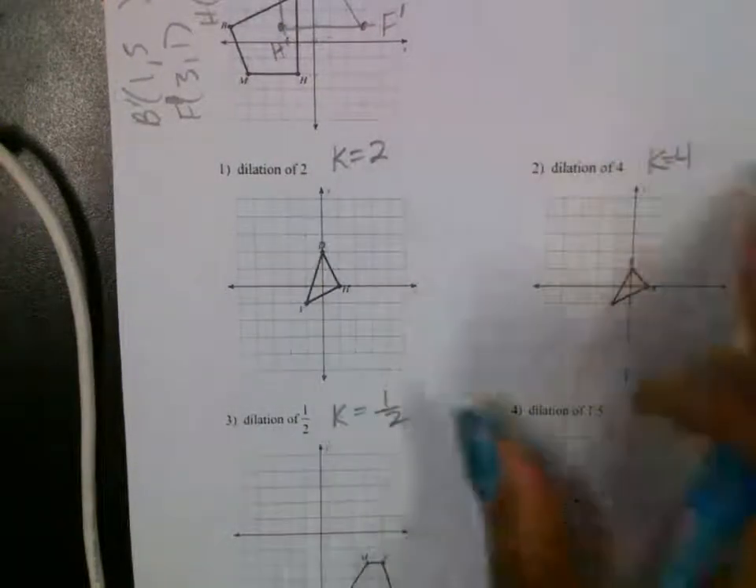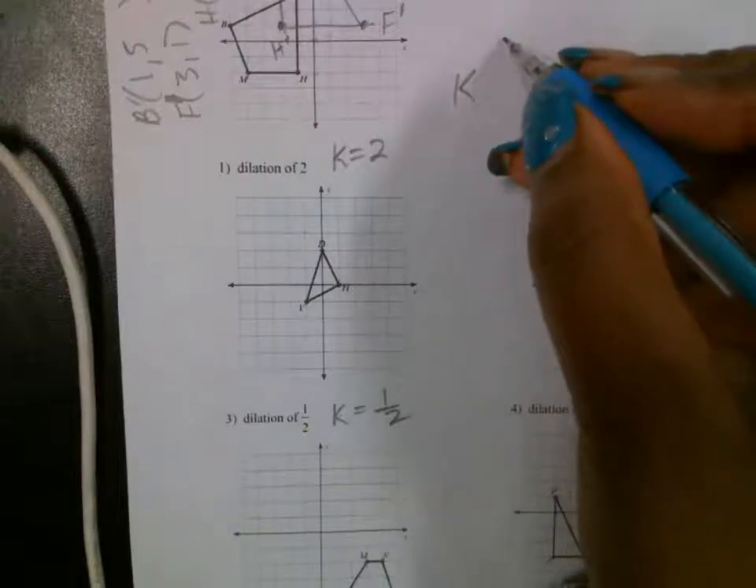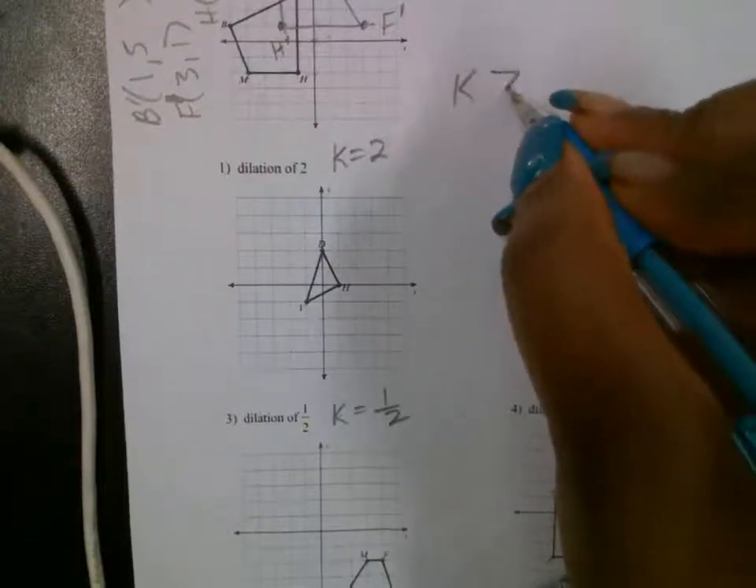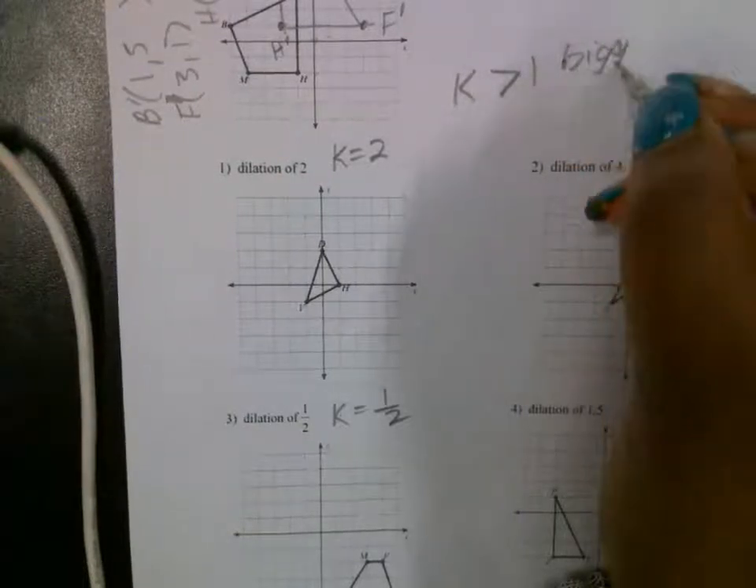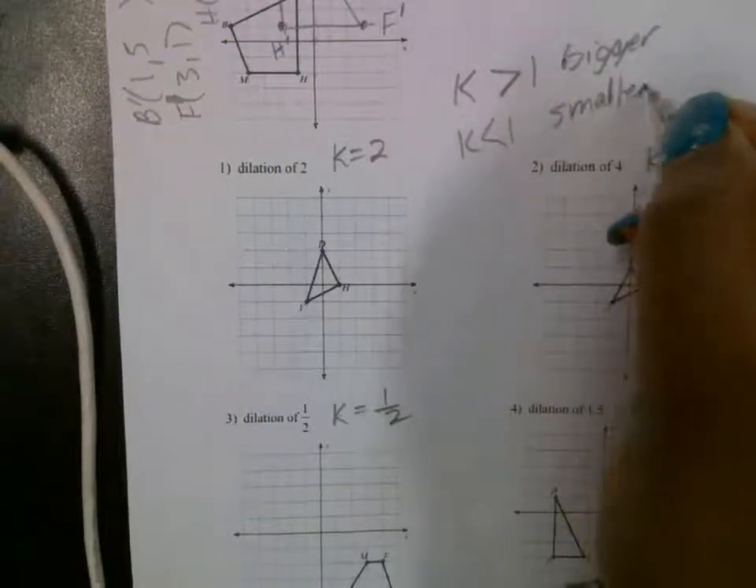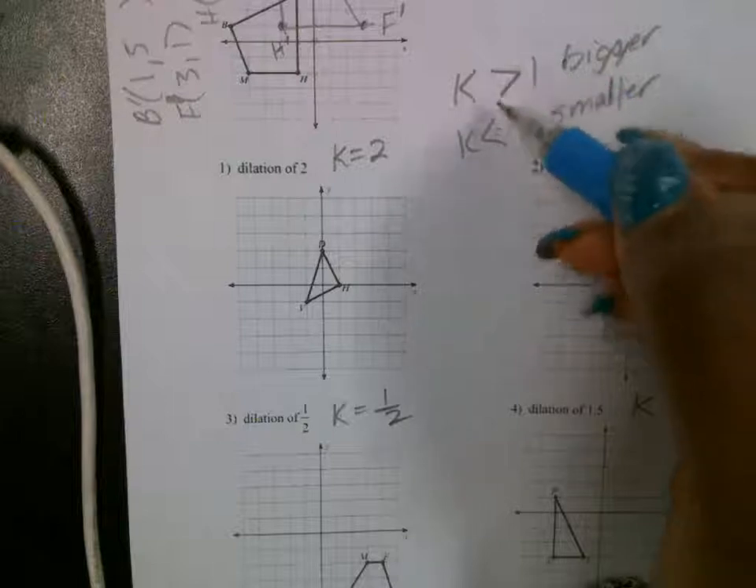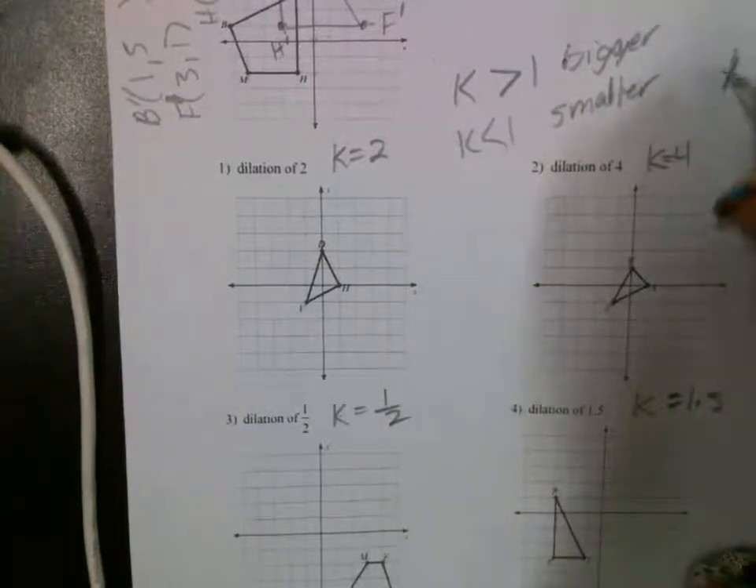Okay, this is how much bigger or smaller an object gets. If the scale factor is greater than 1, then the object is going to get bigger. It's going to do an enlargement. If the scale factor is less than 1, then the object is going to get smaller. Why? Because you're going to take whatever the scale factor is and you're going to multiply.